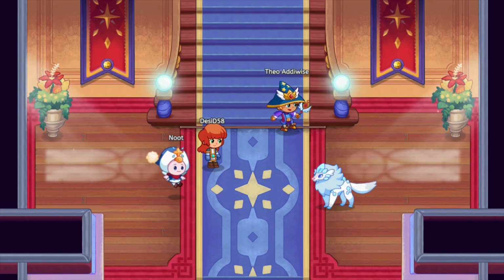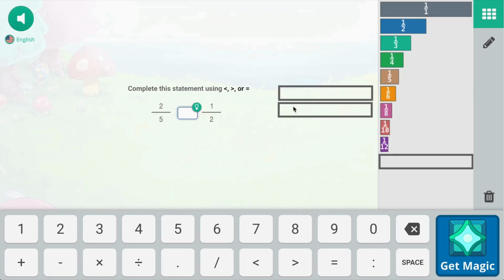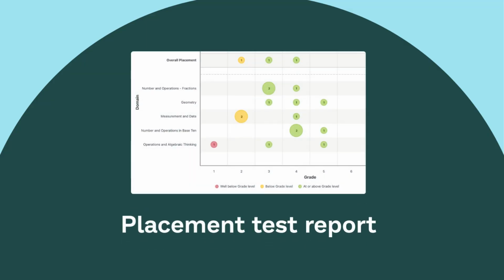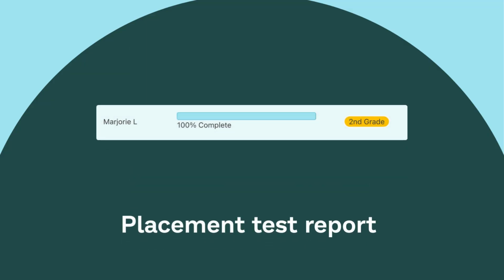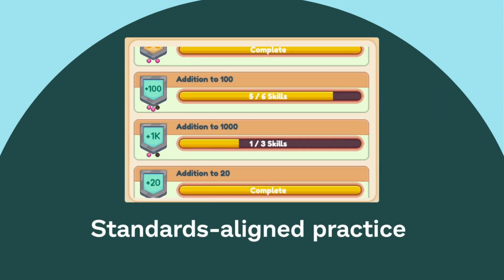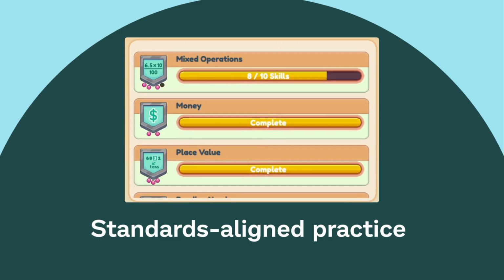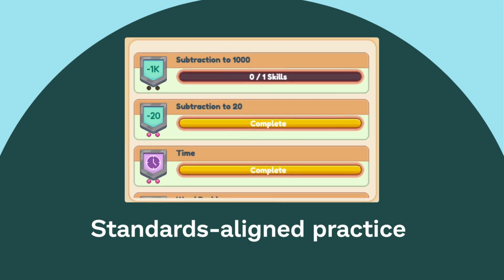Students make progress in the game by answering math questions in epic battles. In their first few sessions, Prodigy will automatically run your students through a placement test to determine where to start them in the standards. After that, Prodigy's adaptive learning path helps them progress through the standards while keeping them in their zone of proximal development.